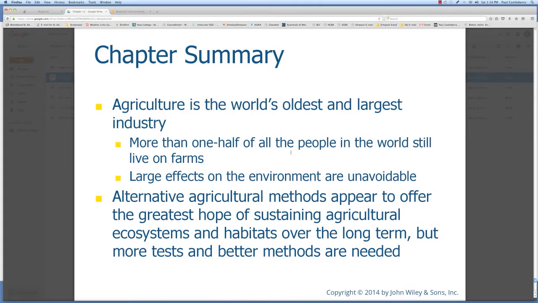It's the world's oldest and largest industry. Did you know that almost half of all people still live on farms? Large effects on the environment are unavoidable. We do have alternative methods for agriculture, and we're hoping that these alternative methods will help to increase the sustainability of not only the land, but also the ecosystem and those species that inhabit the ecosystem.